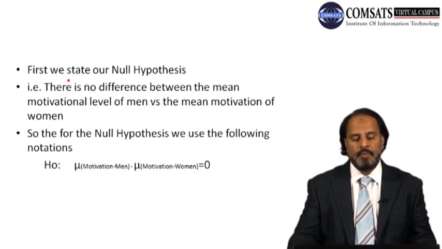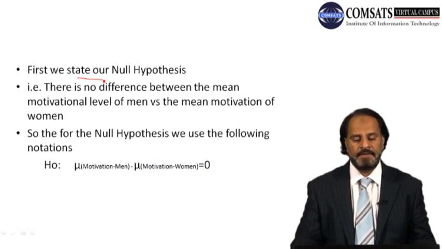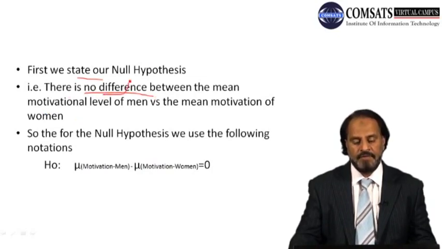As we said, we first state our null hypothesis. The idea behind stating the null hypothesis is that once we reject it, it's easier for us to substantiate our alternate hypothesis. For our null hypothesis, we said that there is no difference between the mean motivation level of men versus the mean motivation level of women. So we were saying there was no difference between the two groups, the mean motivation level of men versus the mean motivation level of women.